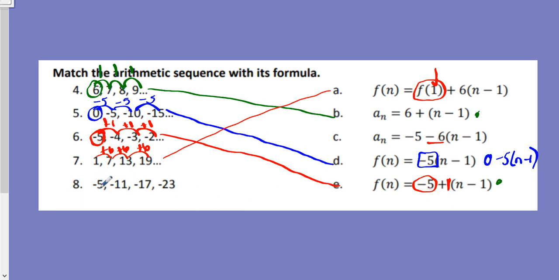And last, I can see negative 5 to negative 11 is going down 6 each time. So my common difference is negative 6, and my first term is negative 5. C.